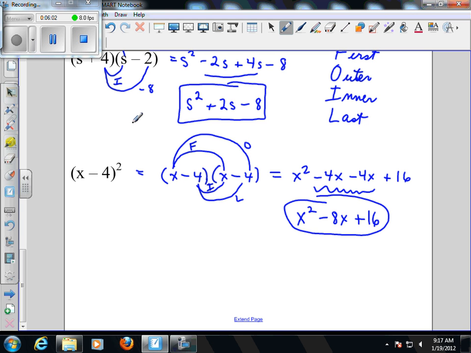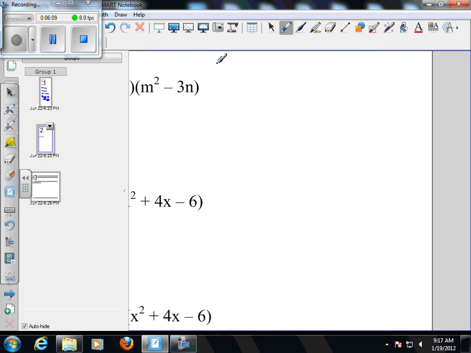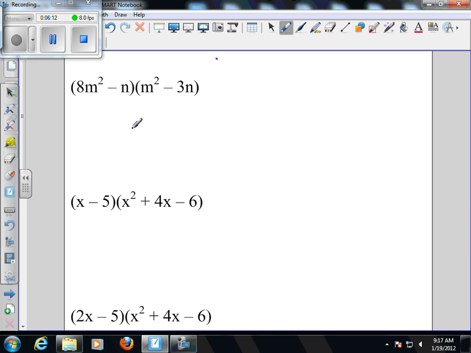All right, so now moving on to the next page. Let's try some more problems. You have 8m squared minus n times m squared minus 3n. Let's go ahead and multiply our first terms together. 8m squared times m squared gives you 8m to the fourth. Add those exponents. 8m squared times negative 3n. 8 times negative 3 is negative 24. And m squared times n just gives you m squared n.